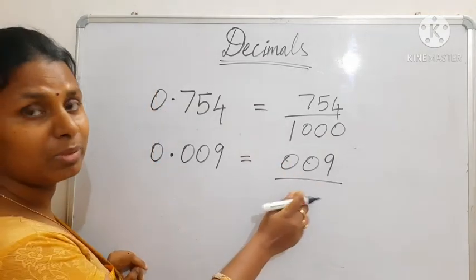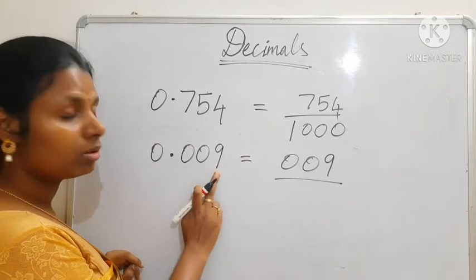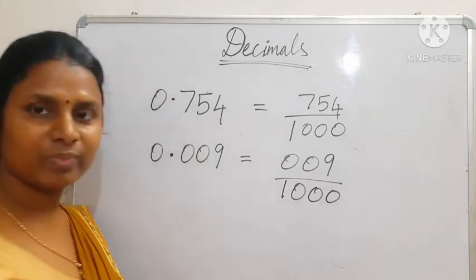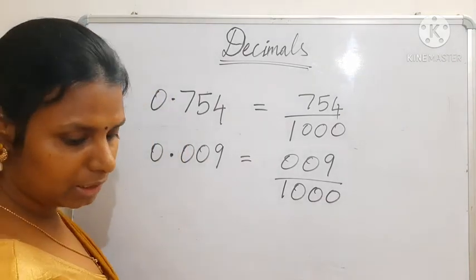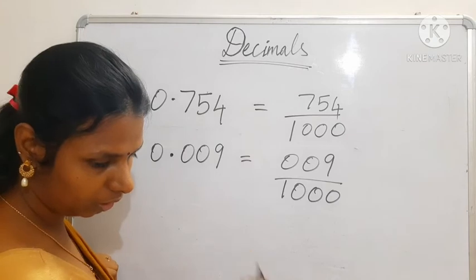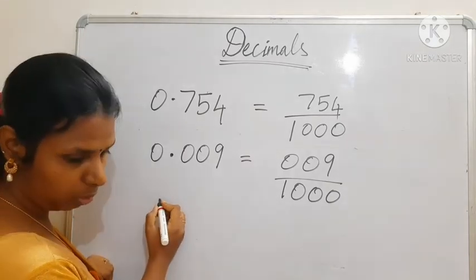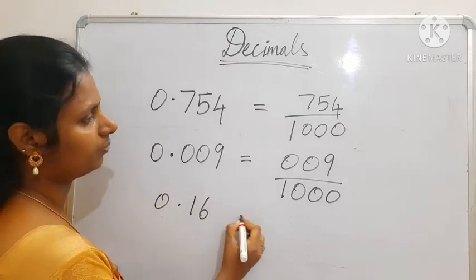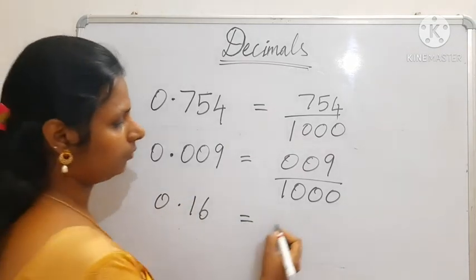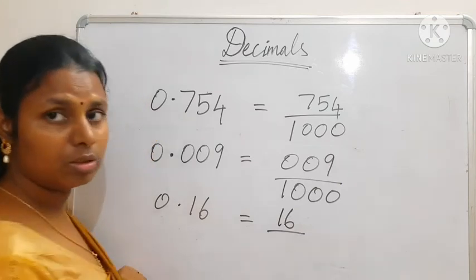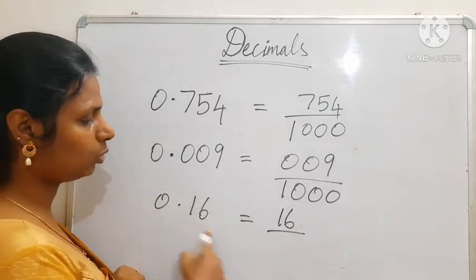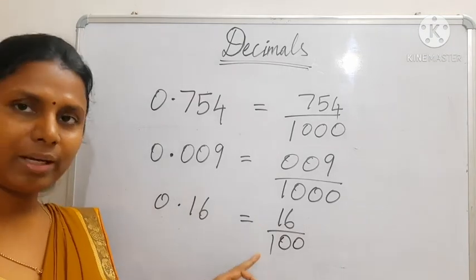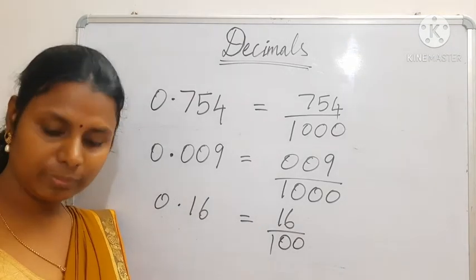Then what must be the denominator? 1, 2, 3 numbers are there, so 3 zeros. Okay. Let me write one more. 0.001. 0.16. So here let me write 16 as the numerator, and the denominator has 1, 2 zeros, so 16 by 100. Have you got it?